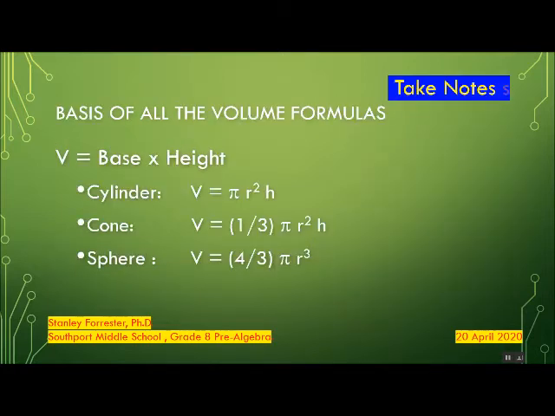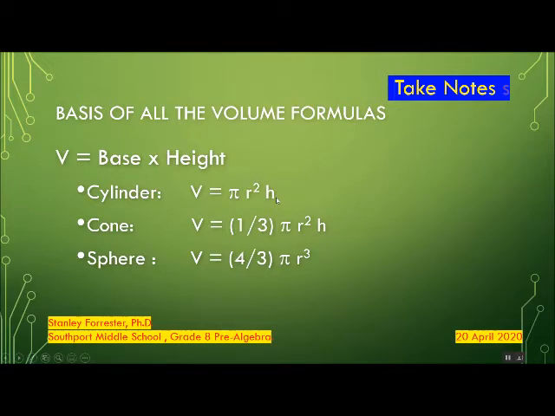Notice it says take notes. I want you to memorize this. Volume equals base times height. That's what we're working with. But we have the cylinder, which is pi r squared h. Pi times the radius squared times the height.